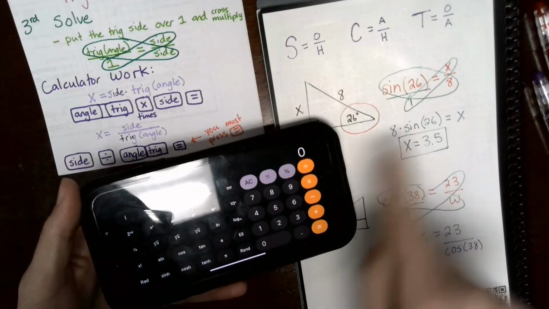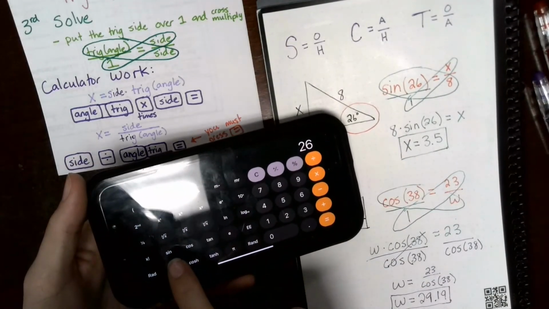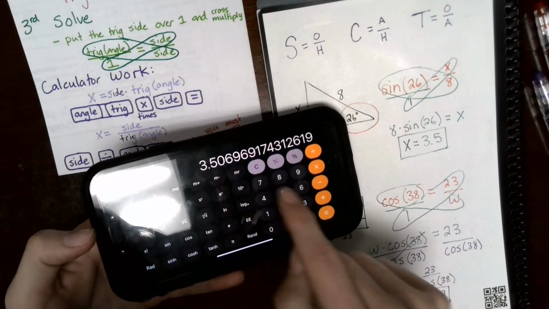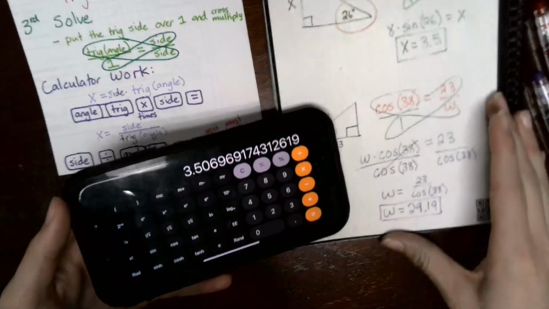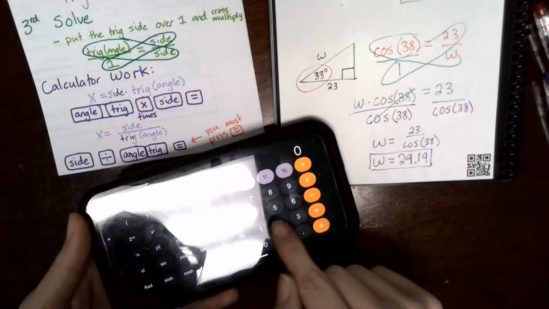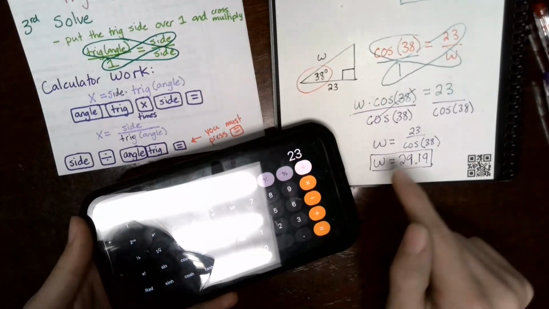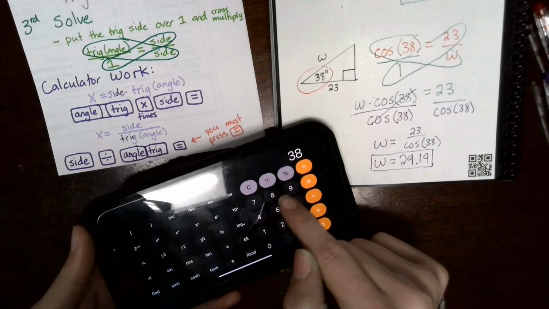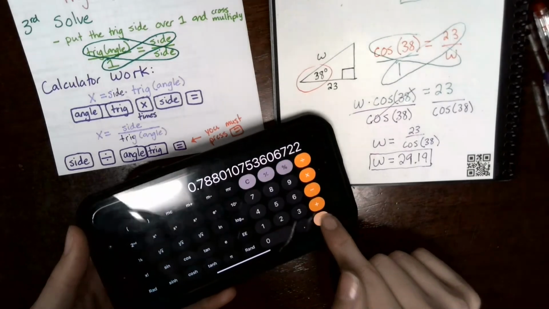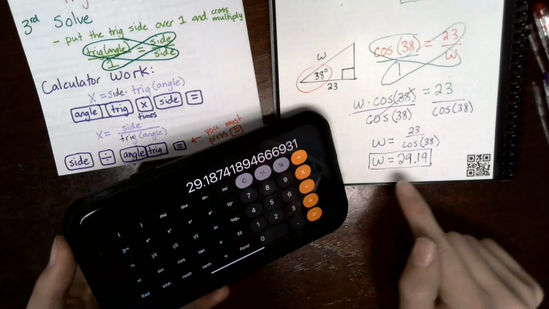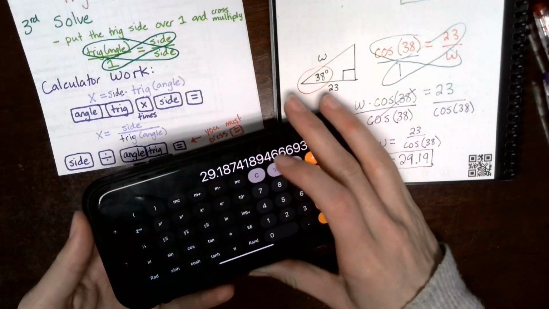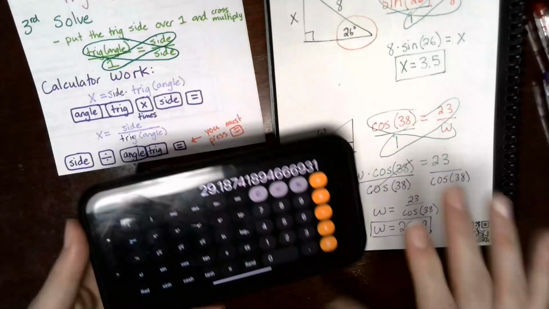Angle, 26. The trig is over here, sine, times 8. I once again get my 3.5 number. Now I do the same thing here. I do side 23 divided by angle 38, don't press equals, trig, cosine, then I have to press equals. 29.19, same exact answer. So you guys can do this on your phone calculator very easily, or I know a lot of you guys use the computer calculator as well.